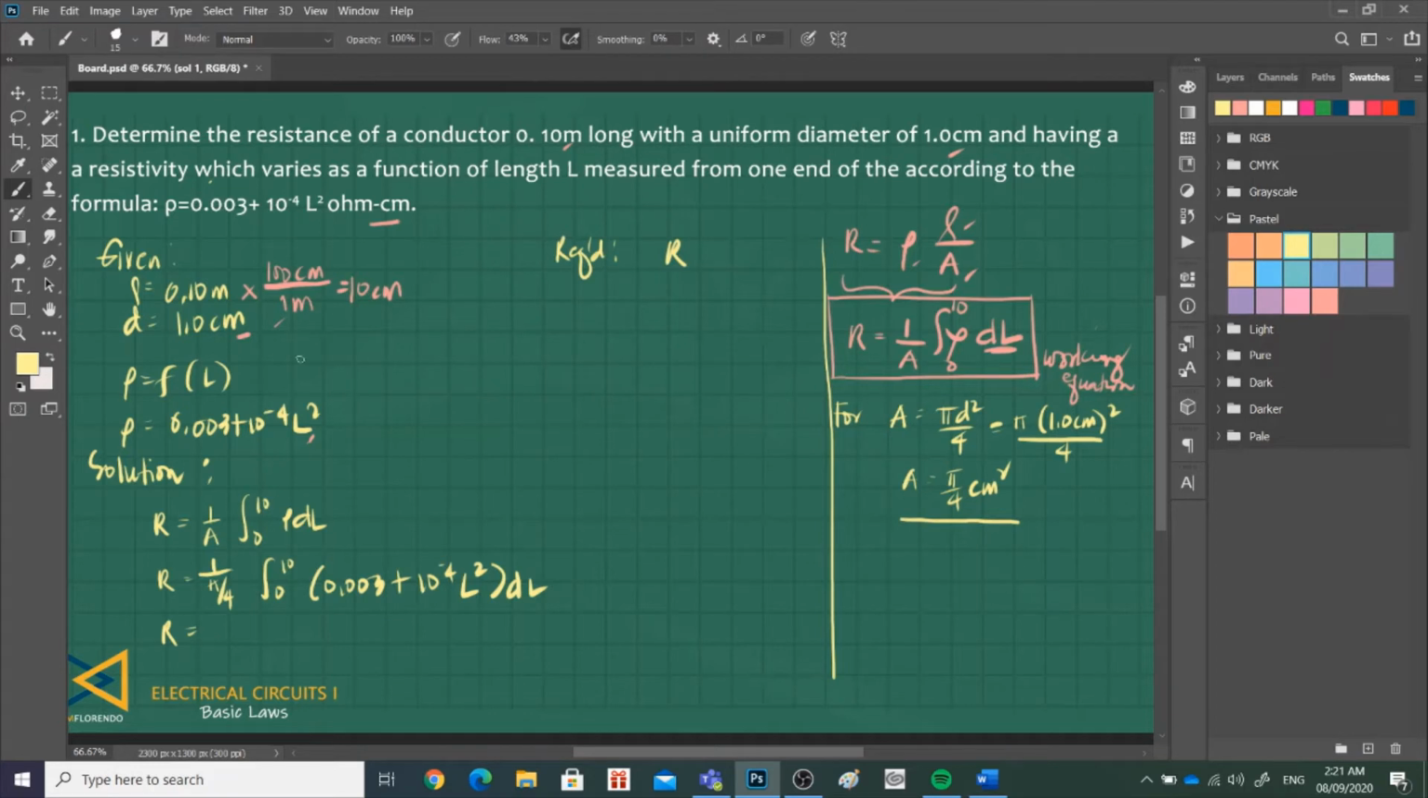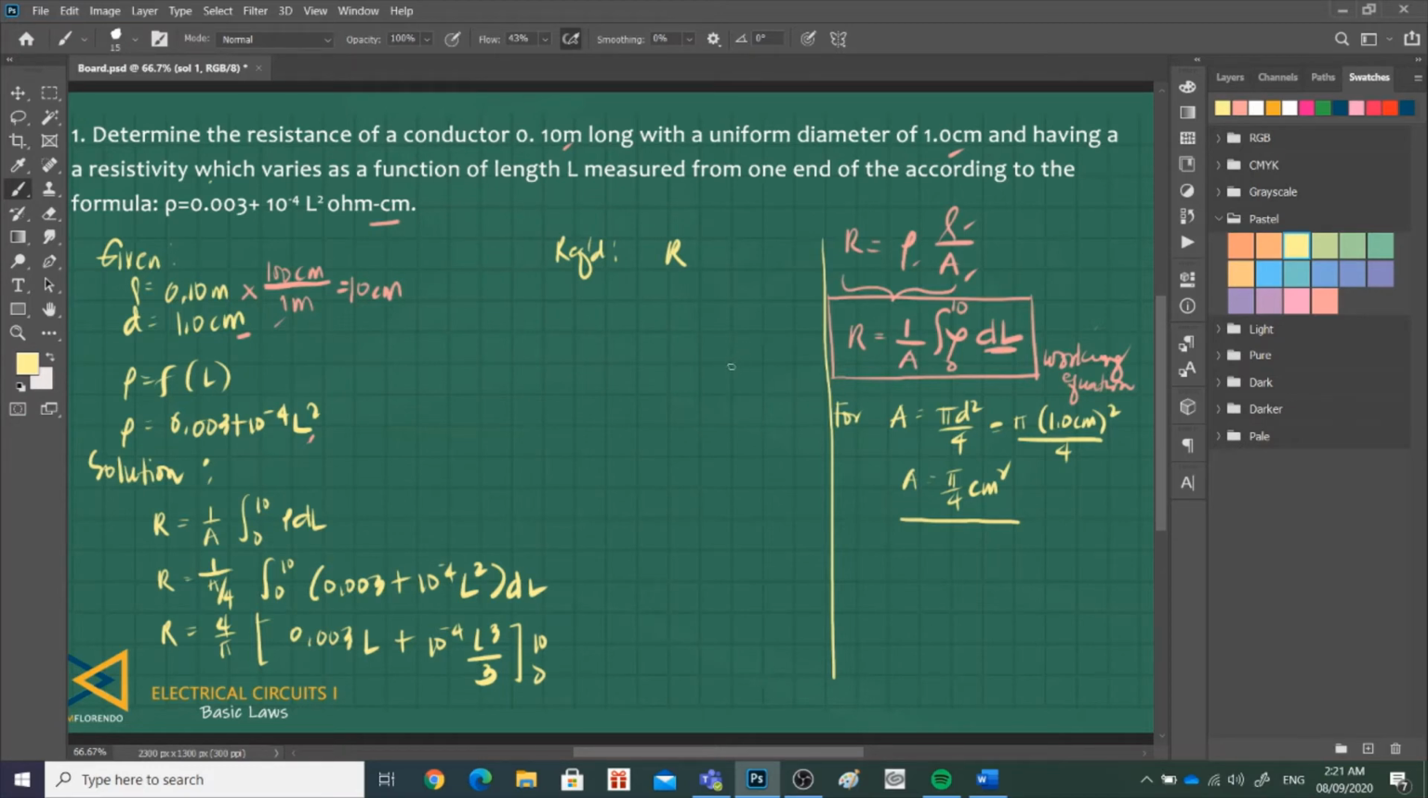So, ayusin lang natin yan. That will become 4 over pi. And then ito, integrate 0.003 dL, integral of 0.003 dL is L plus constant, 10 raised to negative 4. And then L raised to 2 power formula, L raised to 3 over 3. Okay? And then from 0 to 10, limits.